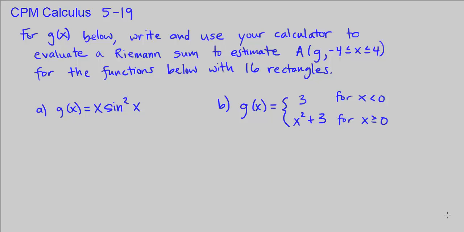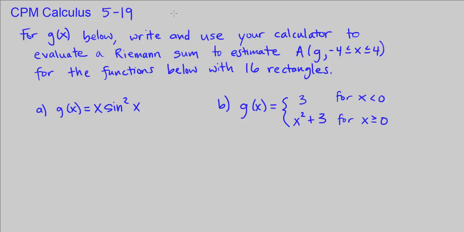This is CPM Calculus Chapter 5, number 19. Okay, so for g of x below, write and use your calculator to evaluate a Riemann sum to estimate the area between our function g and between -4 and 4. Okay, for both of the functions below with 16 rectangles.